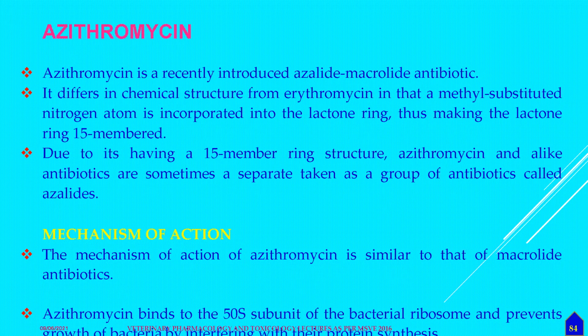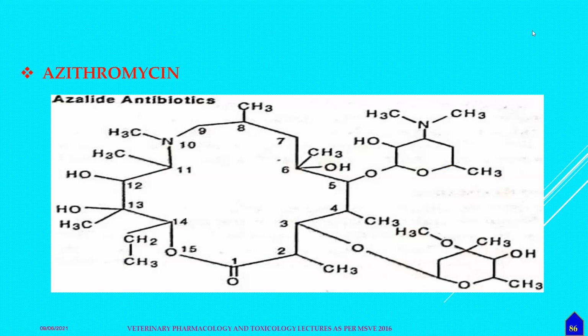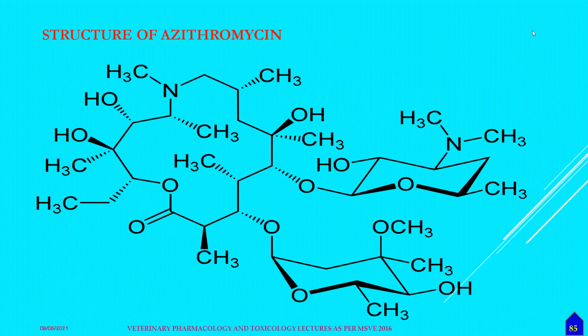Azithromycin is taken as a separate class of antibiotics. It is called the azolides, and the mechanism is similar to that of the macrolide antibiotics. It also binds with the 50S subunit, at the P site, and the elongation of the chain will be inhibited by the azolide antibiotics. Here also it has the characteristic macrolide ring followed by different structures, and azithromycin, of course, is the same thing. You can see the structure here.